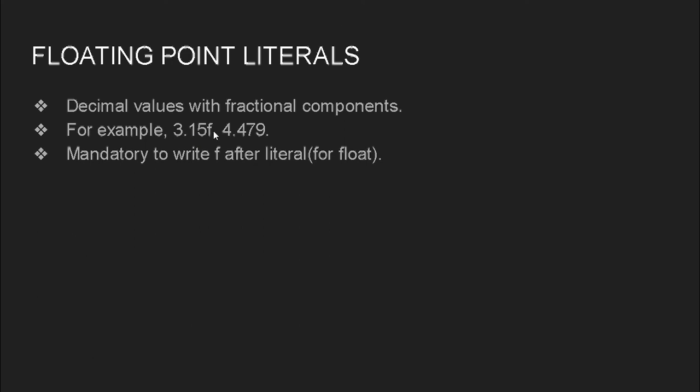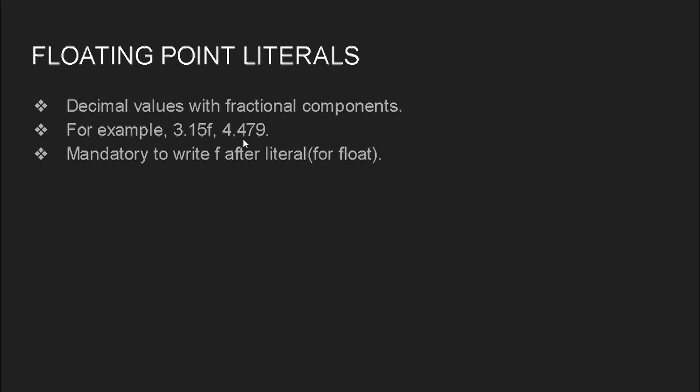In Java, there are two floating point data types: float and double. If you have to define a float, you need to mandatorily write f after the literal, like here, I've written 3.15f. If I don't write this f, then the Java compiler is going to assume that I have defined a double variable. However, if you have written this f after the number, it is going to assume that it is a float variable. So it is mandatory to write this.